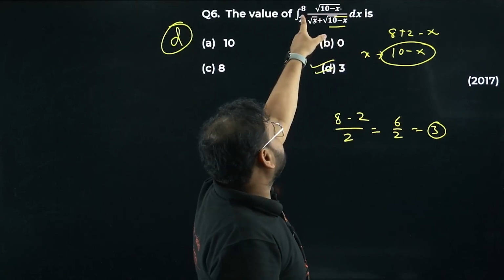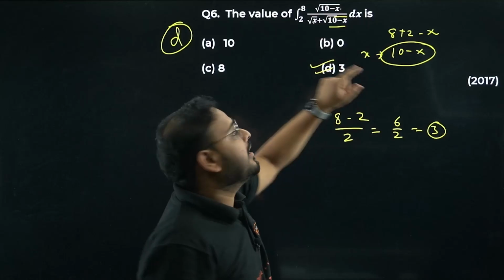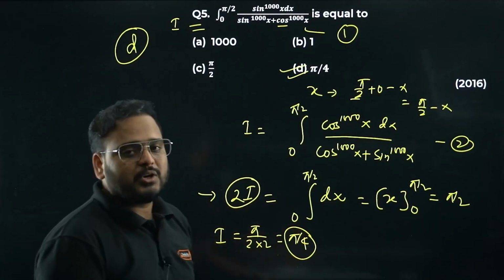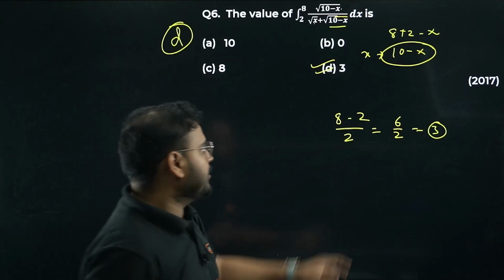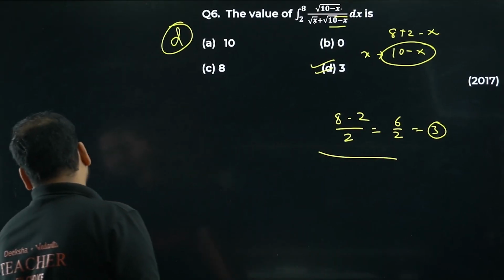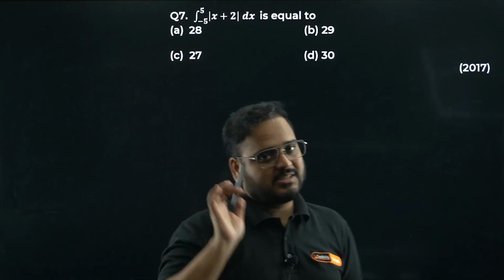X will be under the limit 8 minus 2. If you do the upper limit minus lower limit, you'll have 8 minus 2, okay? This side you'll have 2I like this case, 2I, 8 minus 2 by 2 will become 3 only. So that's how you solve this question number 6. I hope you get it. 2017 it was asked. One of the favorite properties of the KCET examination.